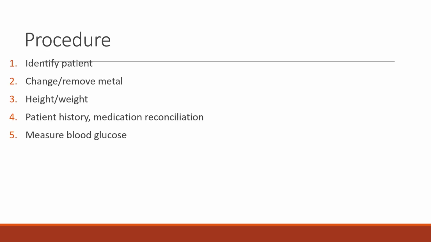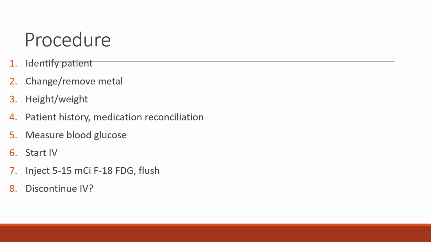All right, so procedure for FDG, you want to identify the patient, change or remove metal, get their height and weight, patient history, make sure they're prepped, look at their medications, take their blood glucose, as long as that's okay, you'll start their IV and inject them with 5 to 15 millicuries of FDG, flush it really, really well.